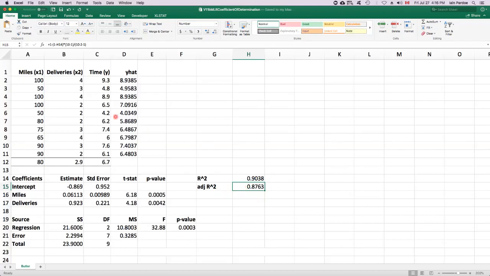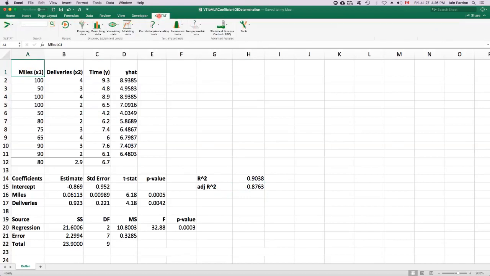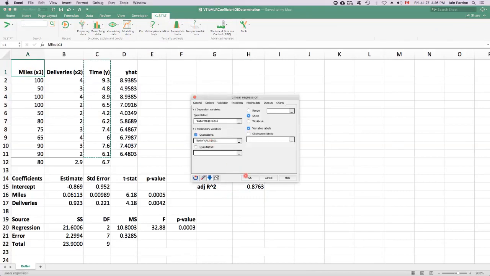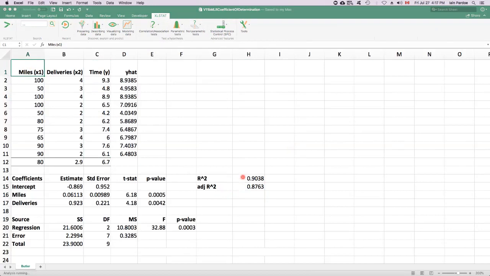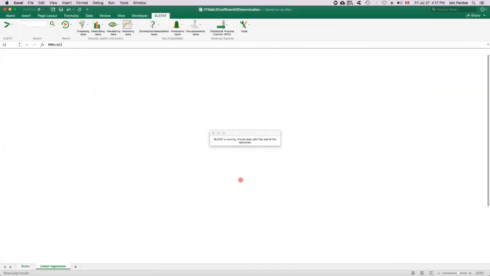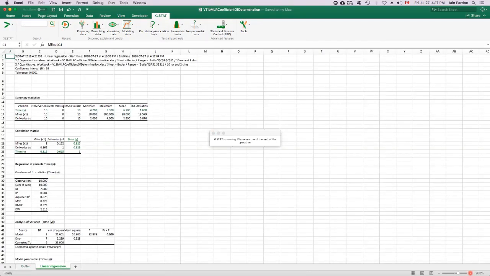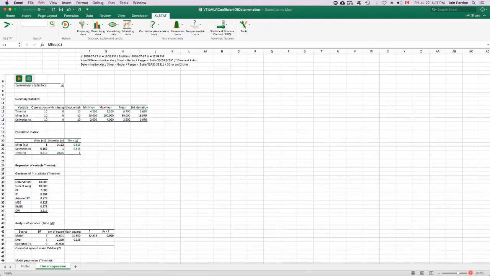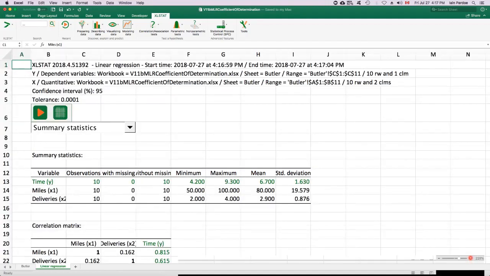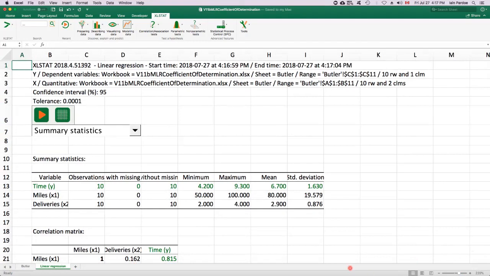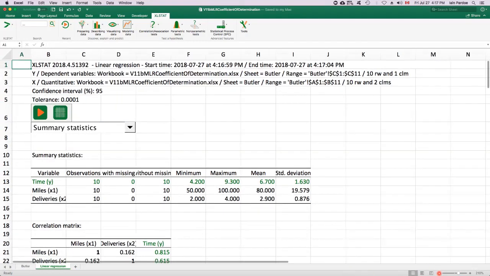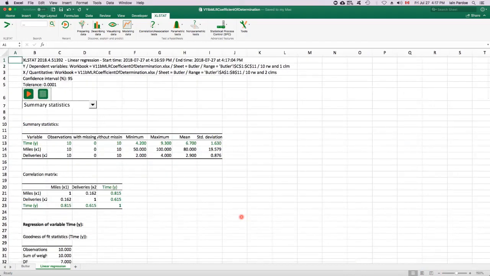So let's fit this model in ExcelStat again and see if we can find R-squared and adjusted R-squared in the output. Ordinarily we wouldn't really want to calculate these things by hand. We would just like to be able to fit the model and then locate the two relevant numbers in the output. So that's what we'll do here. That's a little too big. There we go, that's better.